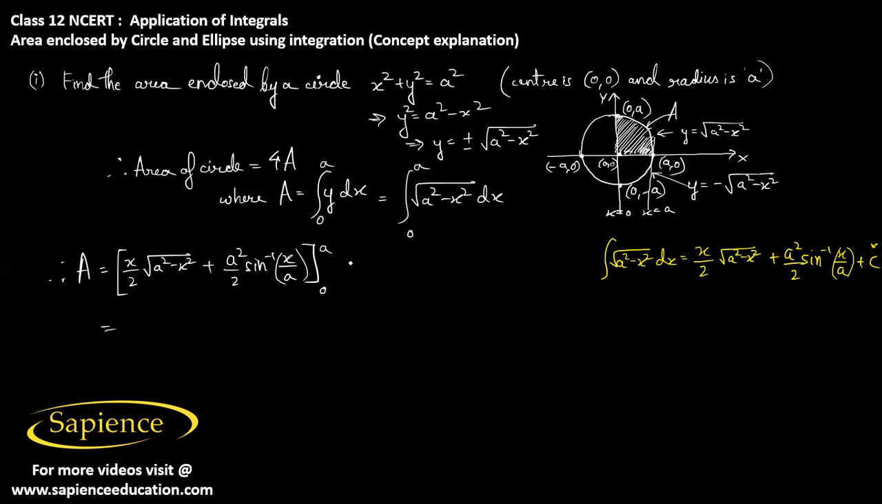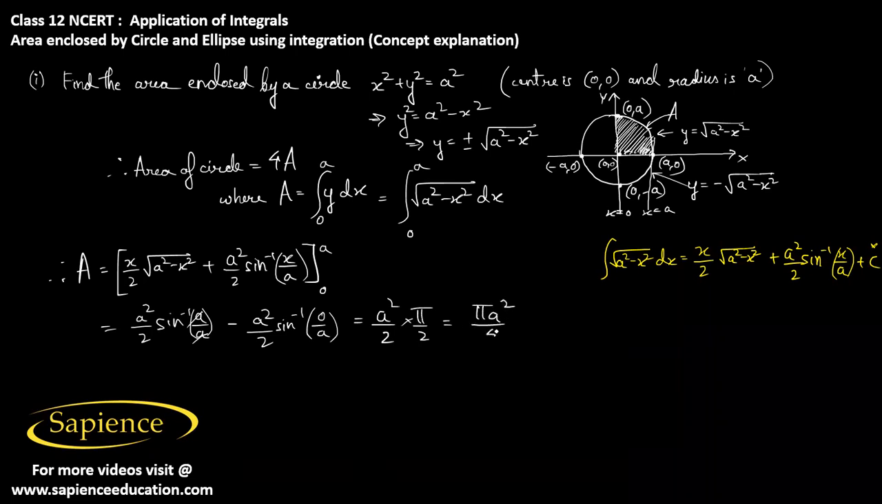First we put a here, then the first term will become 0. So this will be a square by 2 sine inverse a by a. Then minus, if we put 0, then also it will come 0, since a square by 2 sine inverse 0 by a is 0 only. So it will be simply a square by 2 sine inverse 1. Sine inverse 1 is pi by 2. So this is pi a square by 4.